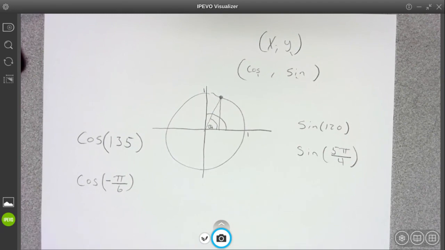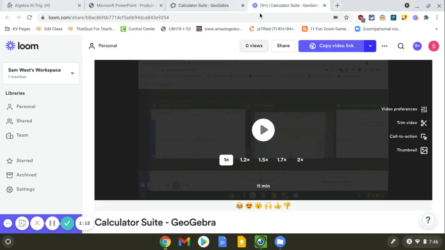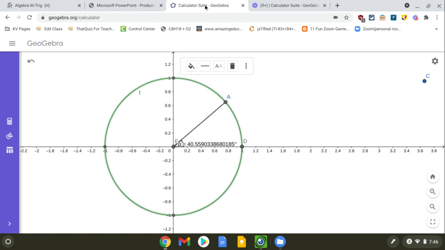The 90-degree angles and everything were okay, but we want to figure out bigger problems like cosine of 135 and sine of 120. So if I'm looking at our unit circle here, the x value is cosine and the y value is sine. If I punched in cosine of 40, I'm going to get some value and it's going to match this x coordinate. But as I move this point along the circle, am I frozen?